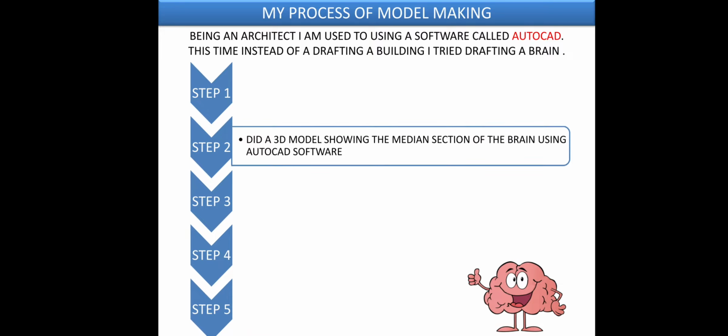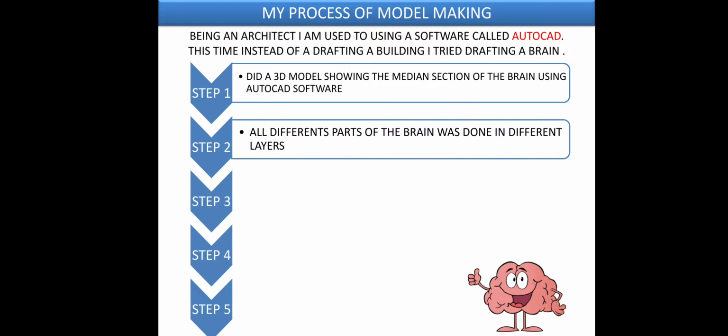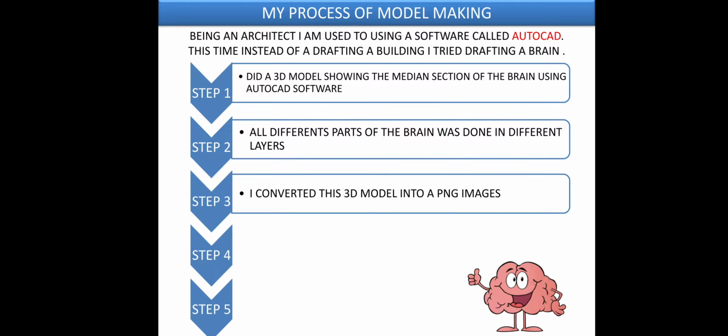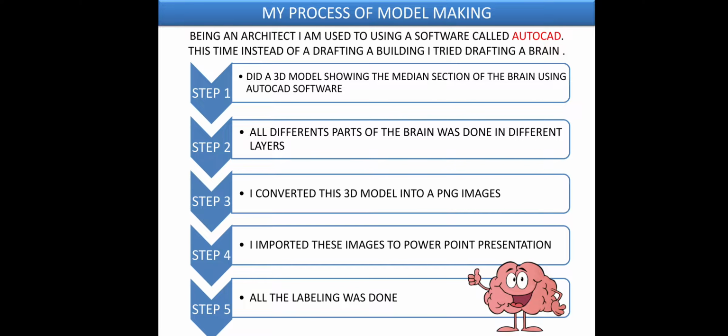So in this process, what I did was, I first created a median section in 3D in the AutoCAD software. Then I converted it into different layers, and then I converted that into PNG images. I took those images into PowerPoint, and then on PowerPoint I labeled it. So this was the final result.